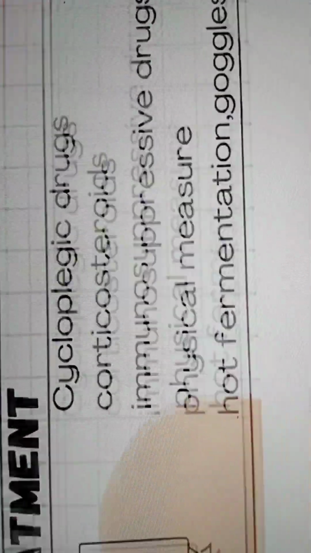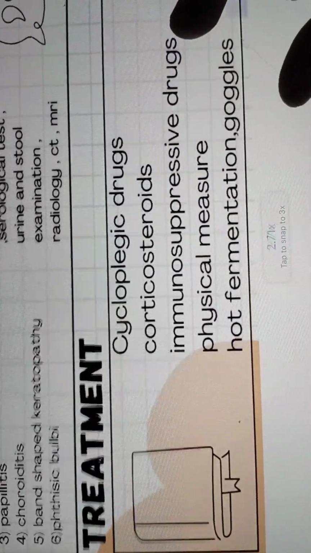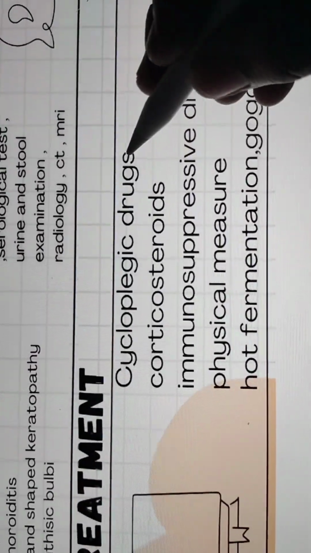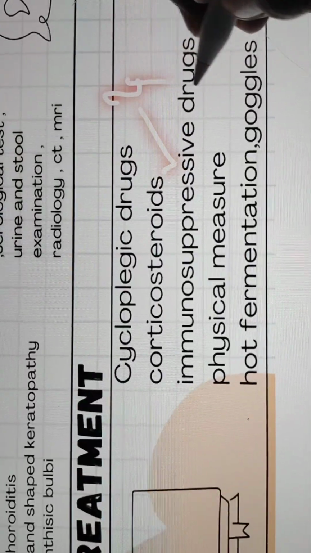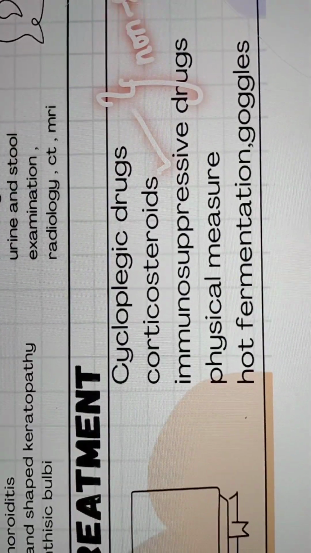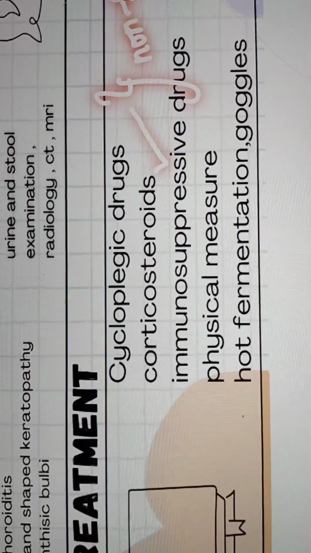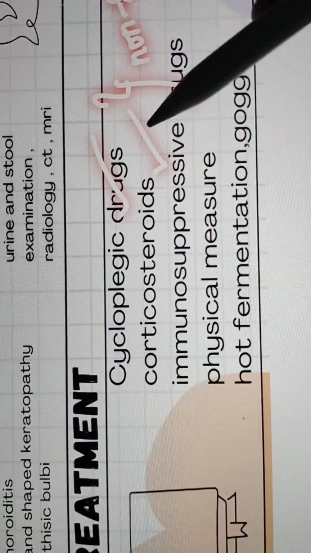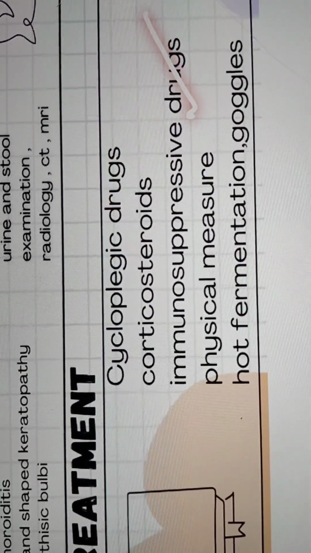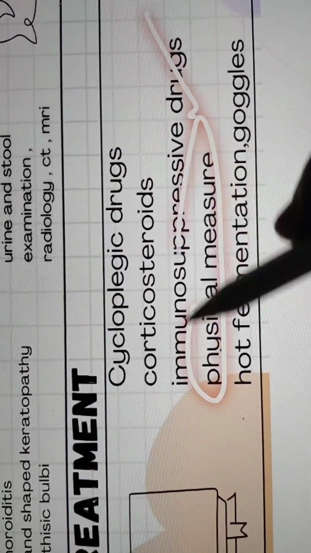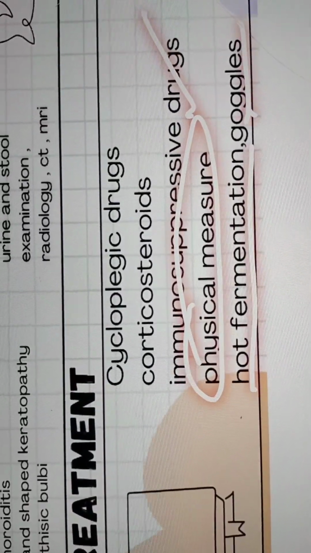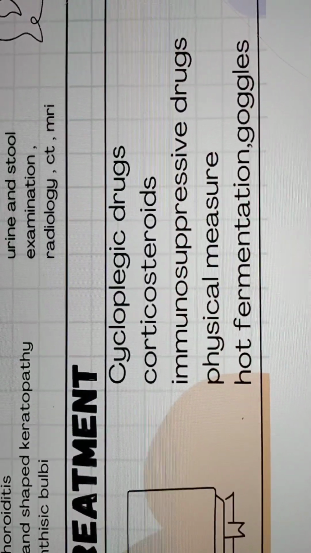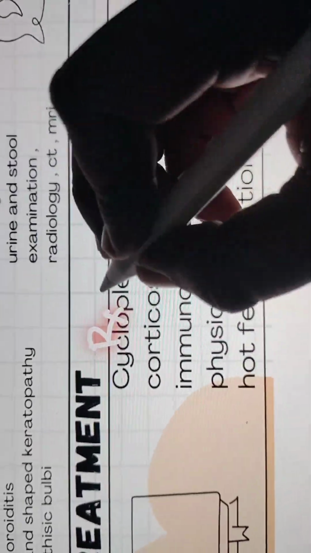Okay. Now we will be moving on to the treatment. So treatment, we have cycloplegic drugs and corticosteroids. These are non-specific treatment. Okay. So cycloplegic drugs, corticosteroids, immunosuppressive drugs. And what are the physical measures you will do? You will use hot fomentation and goggles. Okay, and we have to treat according to the cause.